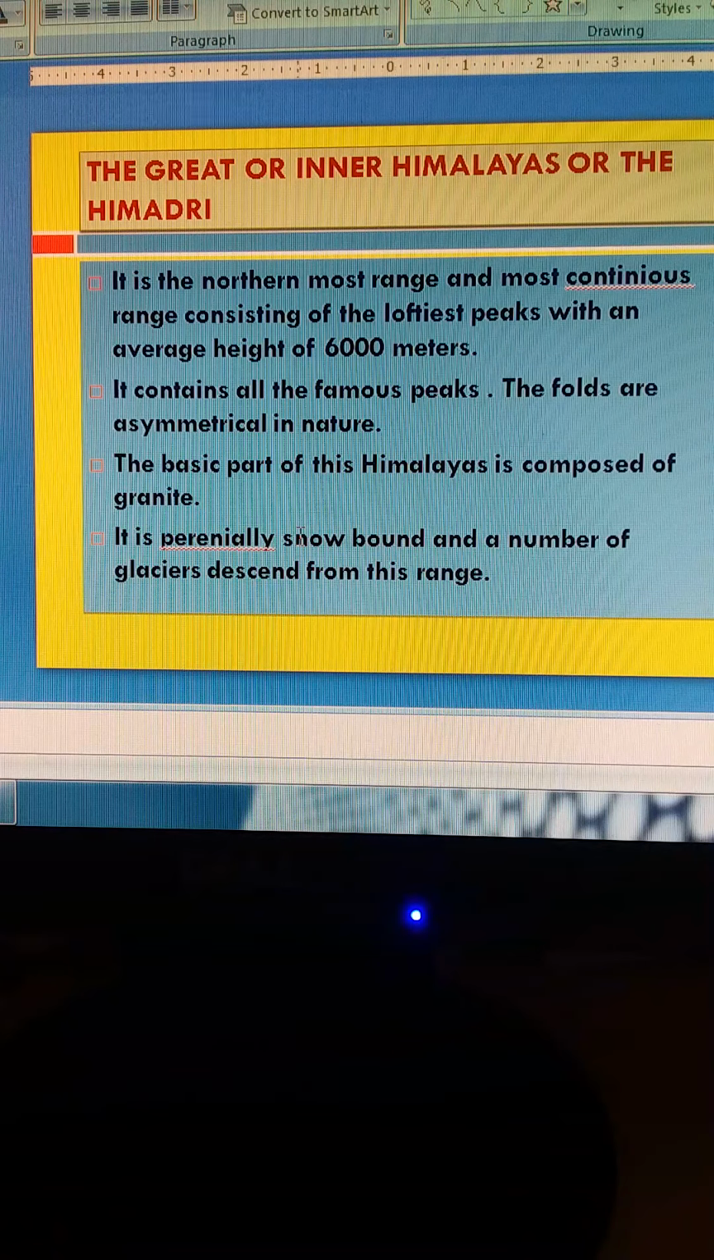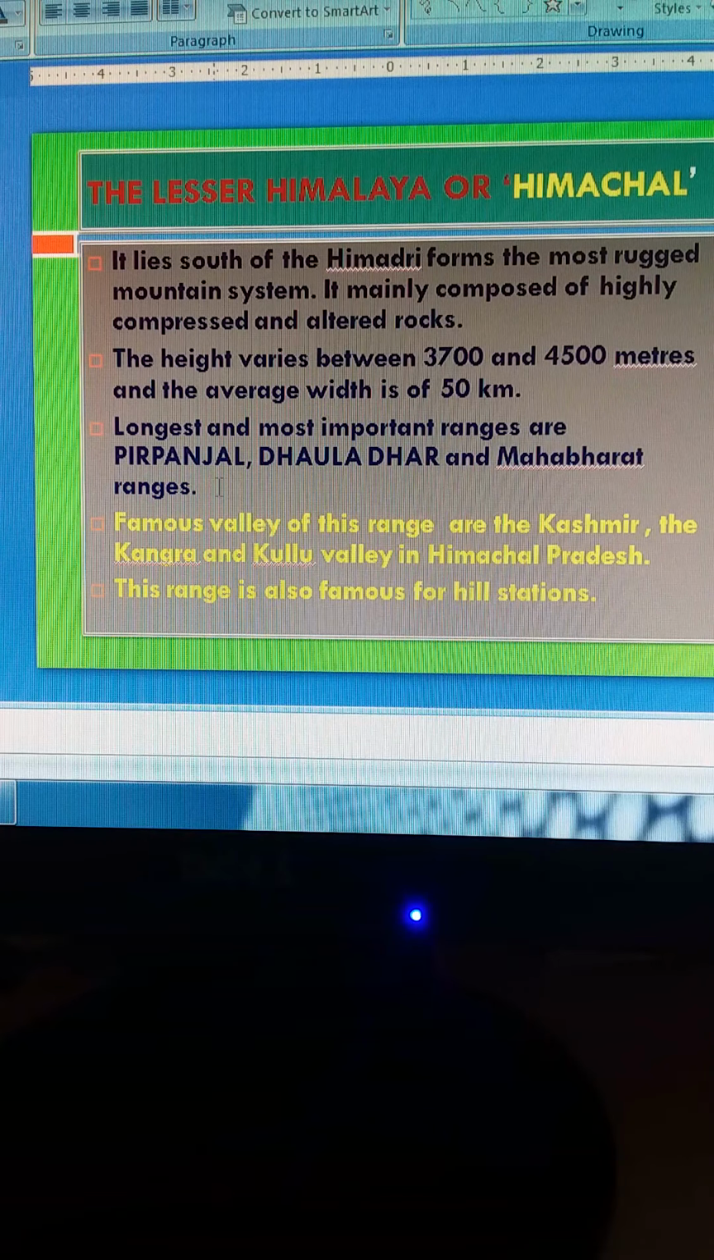It is perennially snowbound and a number of glaciers descend from this range. We heard the word perennial while reading about rivers: perennial rivers have a flow of water all through the year. Because of the snow-clad mountains, the snow melts and provides water all through the year. That is one of the major reasons for calling them perennial. The rivers coming out of the Himalayas, the northern rivers, are mainly perennial.